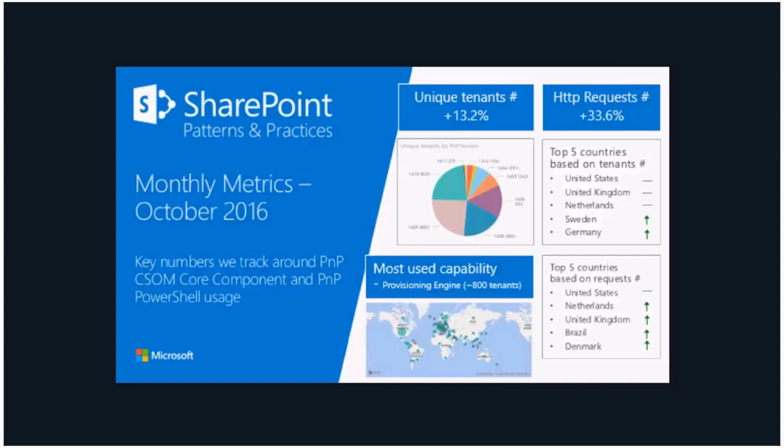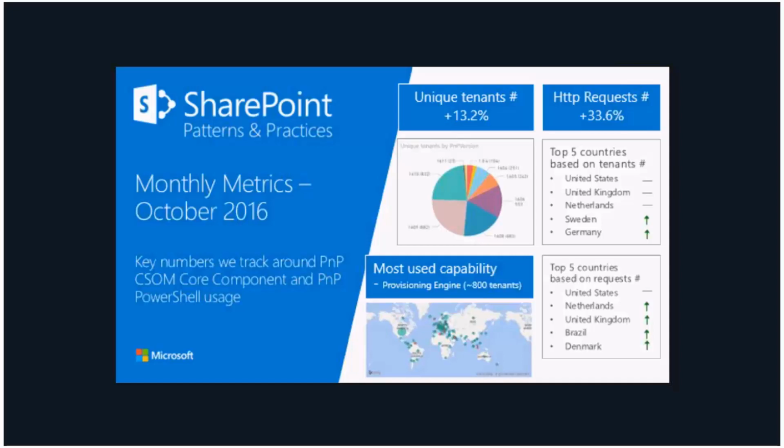We hit 2,500 tenants where the PnP core component is used, either using the PowerShell or by using managed code. And the HTTP requests hit 830 million during October. So we are looking into breaking the 1 billion HTTP request limit during November, if the growth numbers look the same. It's not really a limit. It's a challenge, an opportunity. Good point, guys. It's an opportunity for us.